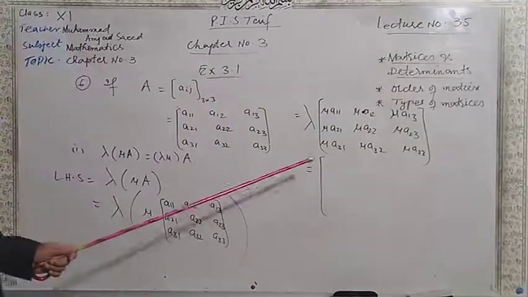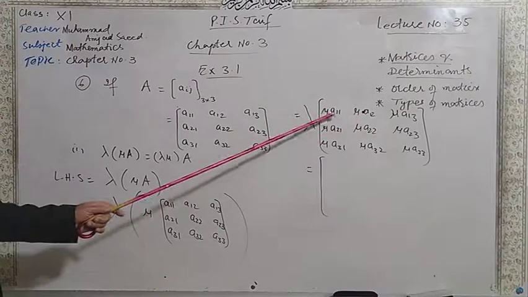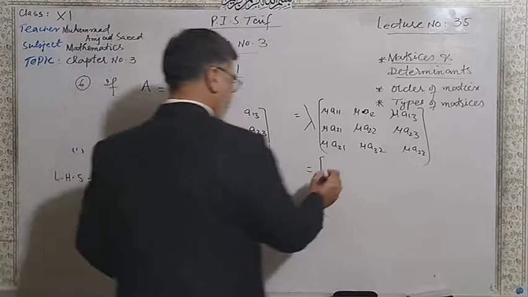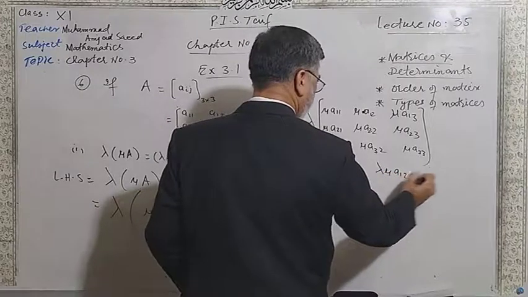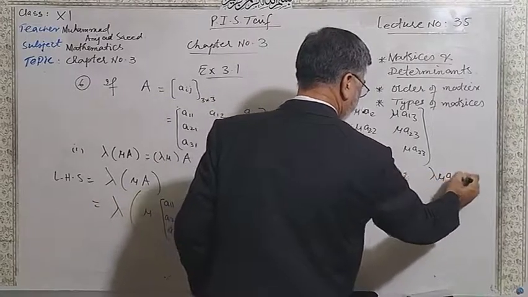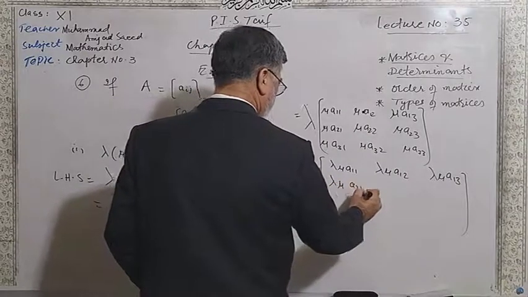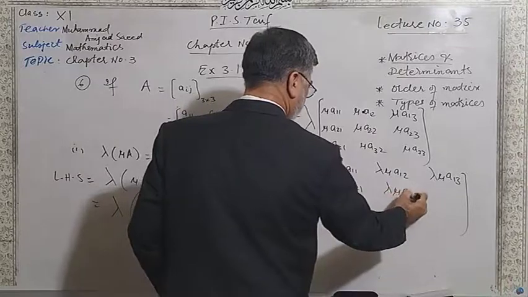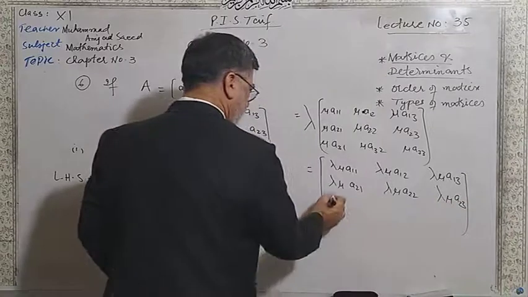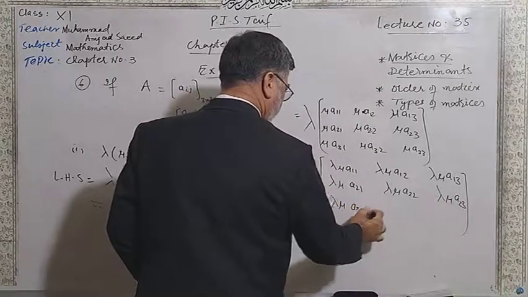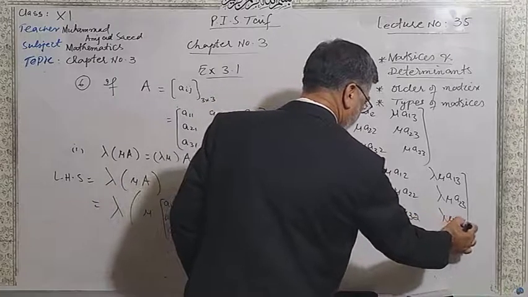In the next step, bring this lambda inside also. Multiply each element by lambda. Here is lambda mu A11, lambda mu A12, lambda mu A13. Lambda mu A21, lambda mu A22, and lambda mu A23. Similarly, lambda mu A31, lambda mu A32, and lambda mu A33.